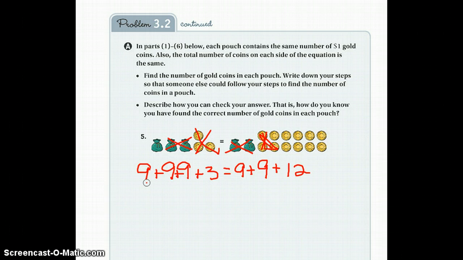So do we have 9 plus 9 plus 9 plus 3? Well, that's 30 equals 9 plus 9 is 18 plus 12. That's 30. Is that a true statement? Absolutely. So you know that your solution to the equation with one pouch equals 9 gold coins is correct.